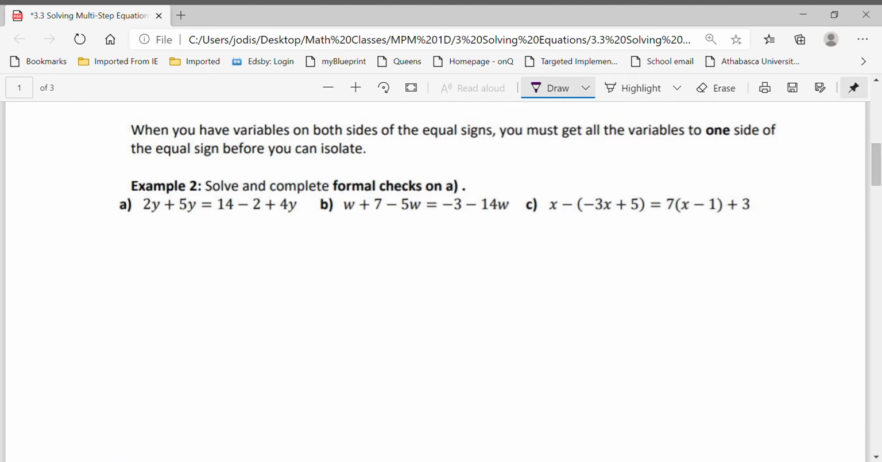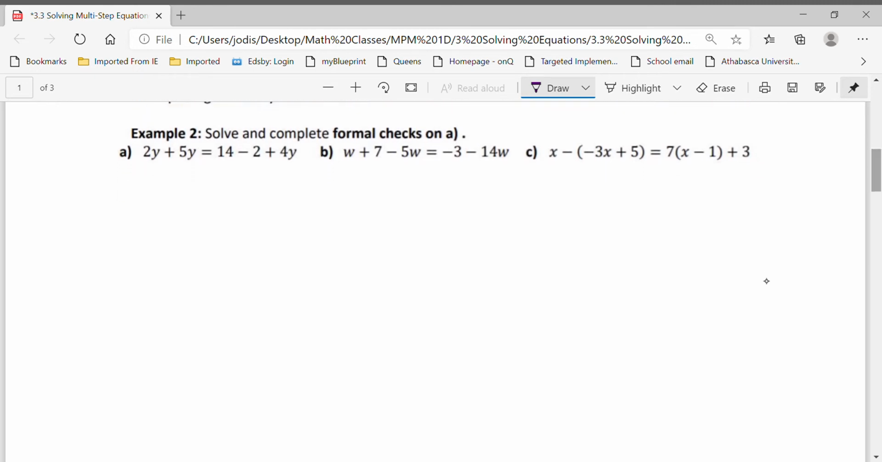Alright, so remember when we have variables on both sides of the equal sign, we have to get all the variables to one side of the equal sign before we can isolate anything. Okay, so we're going to try this next one. We're going to try each of them, and then we want to do a formal check on A. Alright, so let's give this a try. So again, we want all of our variables on the same side. So this 4y over here, I'm going to make sure it comes over onto the left side. So it's a positive 4y, so it becomes a -4y.